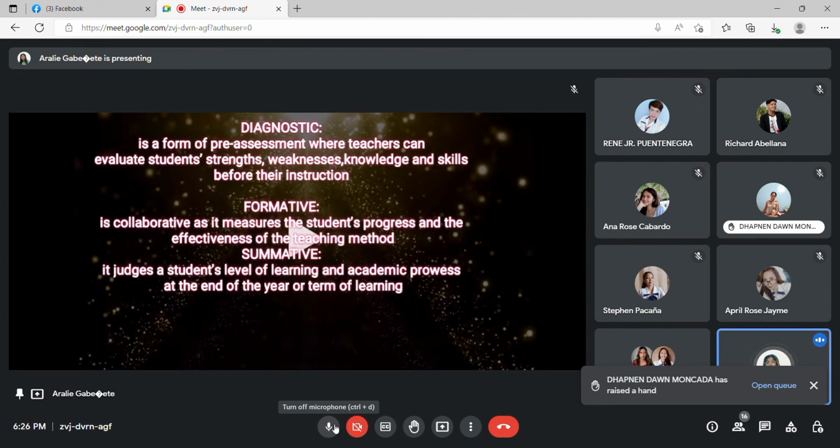And for the last option, summative is a wrong answer because it judges a student's level of learning and academic progress at the end of the year or term of learning. Summative assessments are used to evaluate student learning, skill acquisition, and academic achievements at the conclusion of a defined instructional period, typically at the end of a project, unit, course, semester, program, or school year.